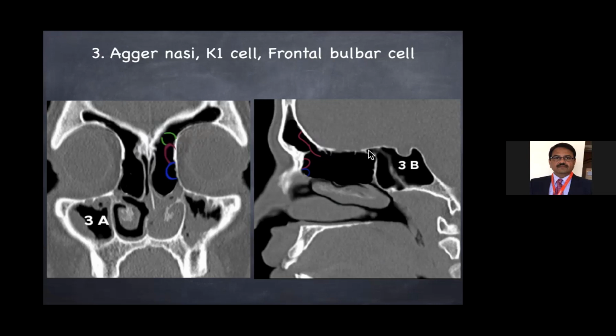So what is this frontal bulla cell? The frontal bulla cell is a frontal recess cell whose posterior wall is formed by the skull base. It is attached to the skull base, the posterior wall of this. And it is separated from the frontal sinus by a wall. So this is the frontal bulla cell.